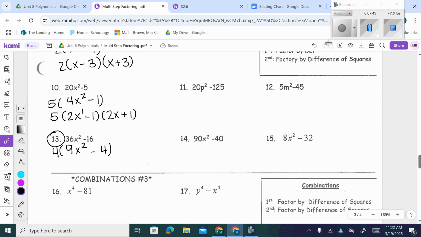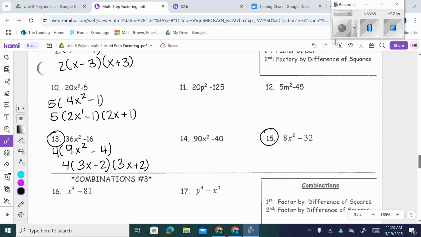Now, can you keep going? Yes. Okay, what's the 9 going to become? 3x minus, what's the square root of 4? 2. You don't have an exponent, because it's a difference of squares, right? And then 3x plus 2. And what do I need to bring down? The 4. All right, so what I want you to try now, try number 15.